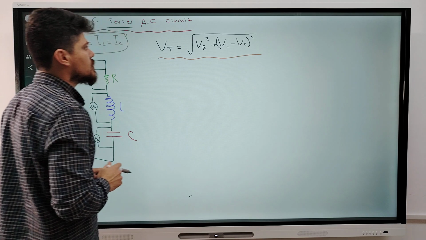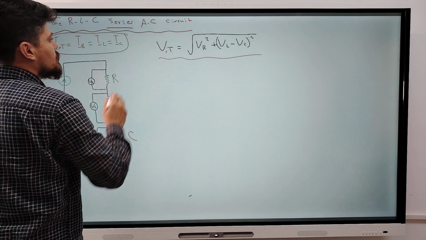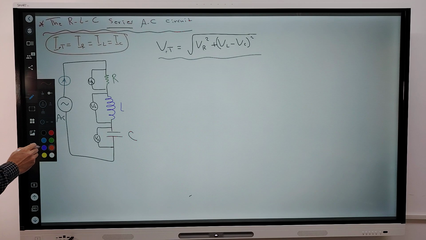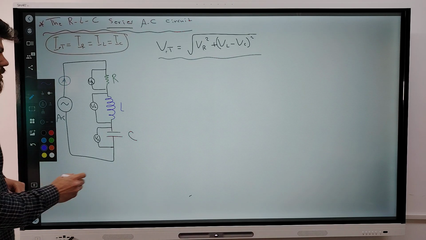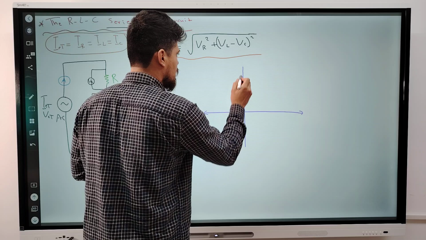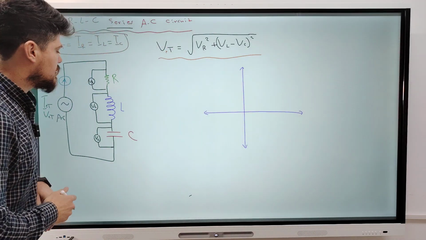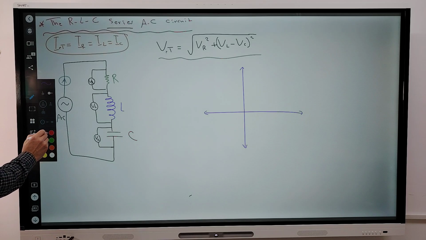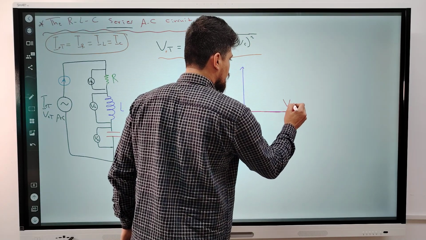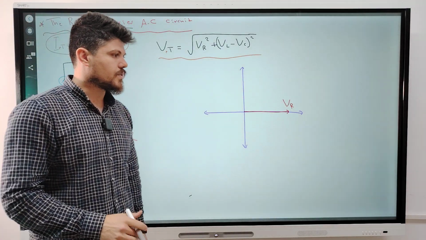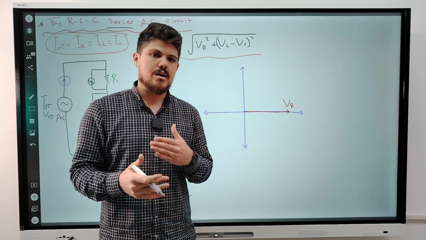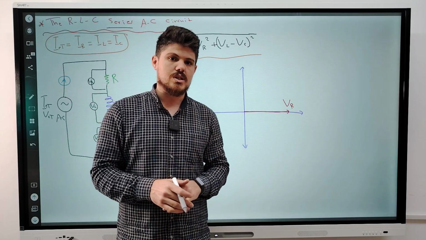This is a very important equation to find the effective value of the total potential difference, or the maximum value of the total potential difference. So if we have two axes, x and y, the potential difference across the resistor is located on the east. This is VR. As you learned in a previous lesson, across the resistance, potential difference and current are in phase. The phase difference is zero between the potential difference and the current.